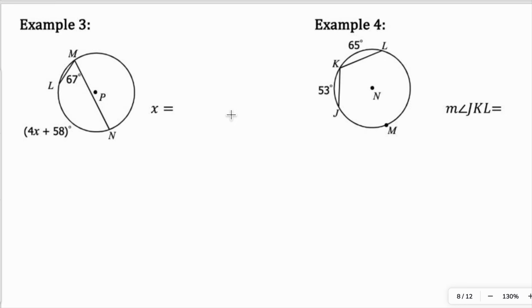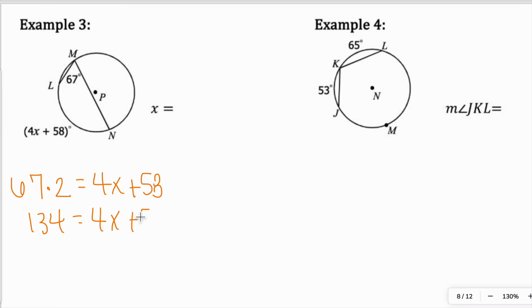Example 3, we're looking for angle X. This one's pretty easy, X degrees. We know that angle LMN is 67. So I'm going to take 67 times 2 and set it equal to 4x plus 58. That's 134 equals 4x plus 58. I'm going to subtract 58 from both sides. I'm going to get 76 is equal to 4x. So x is 19.